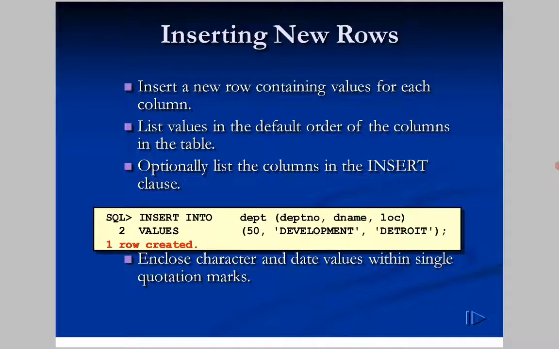So inserting new rows. How to insert a new row containing values for each column. List values in the default order of the columns. Optionally list the columns in the INSERT clause. So the syntax is INSERT INTO department. Here DEPT or department is the table name. INSERT INTO DEPT, within brackets department number, department name, location, VALUES like that. So this INSERT INTO command is generally used to insert one record into the table.